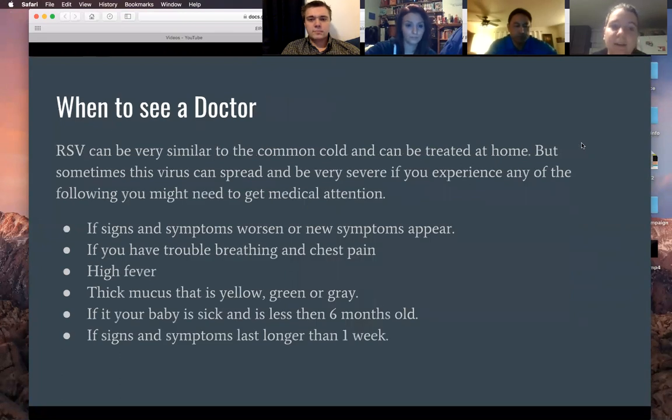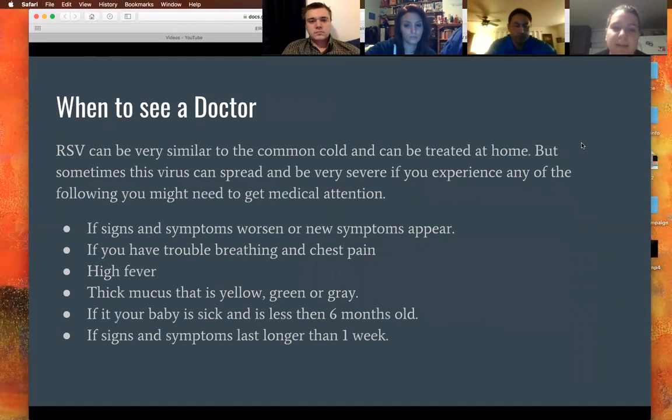When to see a doctor. RSV can be very similar to the common cold and can be treated at home, but sometimes this virus can spread and be very severe. If you experience any of the following, you might need to get medical attention.